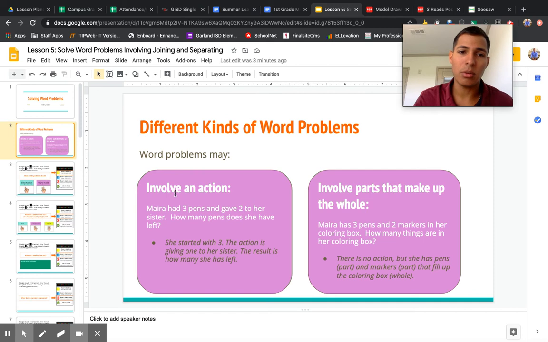So, word problems may involve an action. This might sound a little bit like this. I'm going to read the problem and then I'll show us where the action was. Maria had 3 pens and gave two to her sister. How many pens does she have? So that's our word problem, right? Well, where's our action though? What do we think our action is? I'm going to give you guys a few seconds to think about that before I tell us.